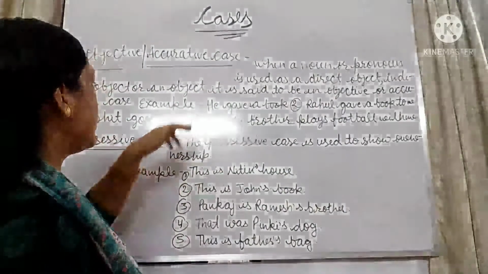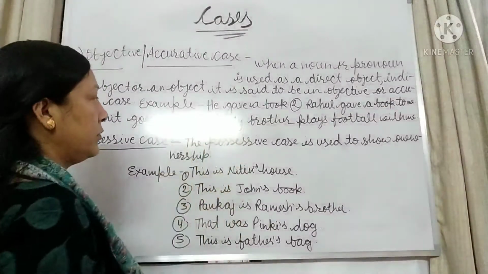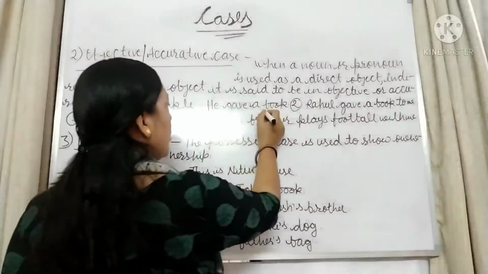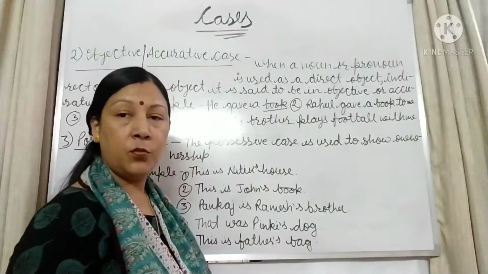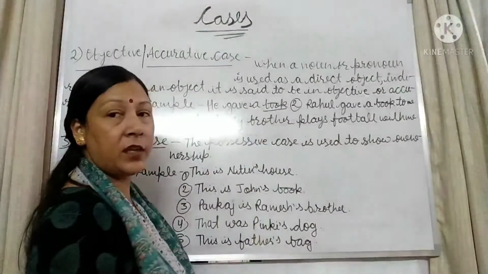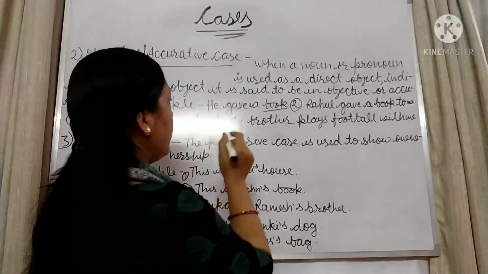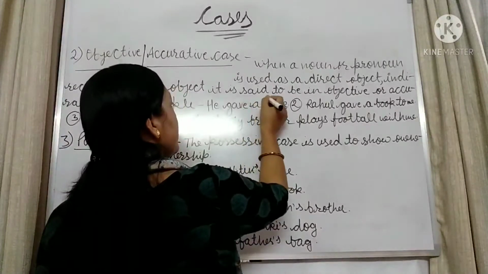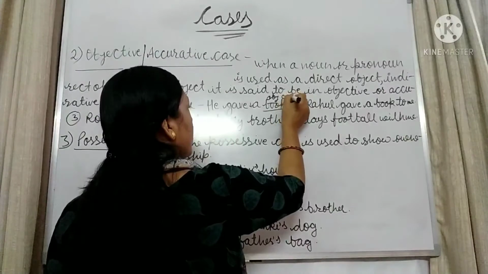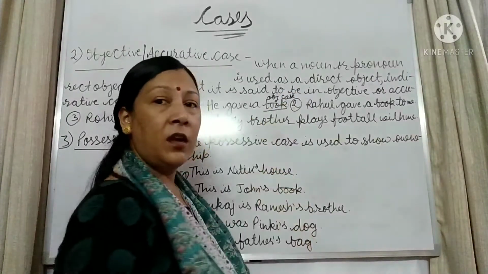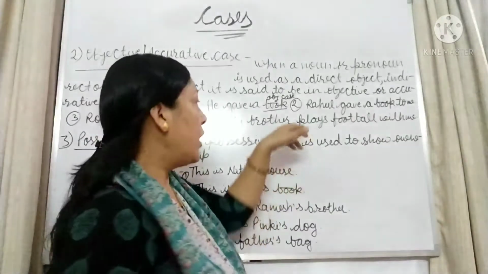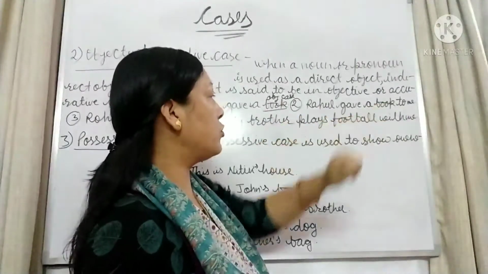For example, you can see: He gave a book. Book is what? Book is a noun. Here in this sentence, book is in which case? It is objective case, because book is at the position of what? Object. In the second: Rahul gave a book to me.